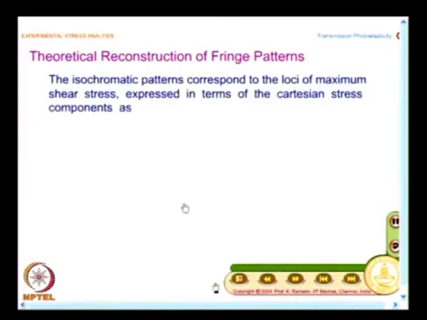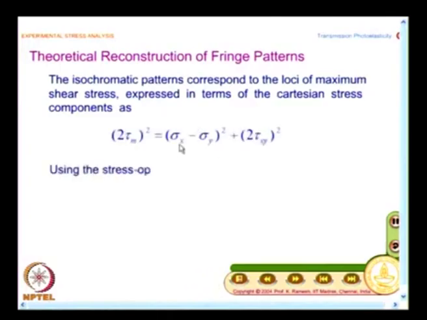And we know what these isochromatic patterns correspond to. They correspond to loci of maximum shear stress, expressed in terms of the Cartesian stress components as 2 tau m whole squared equal to sigma x minus sigma y whole squared plus 2 tau xy whole squared. Note the difference: this is in-plane shear and this is maximum shear stress.